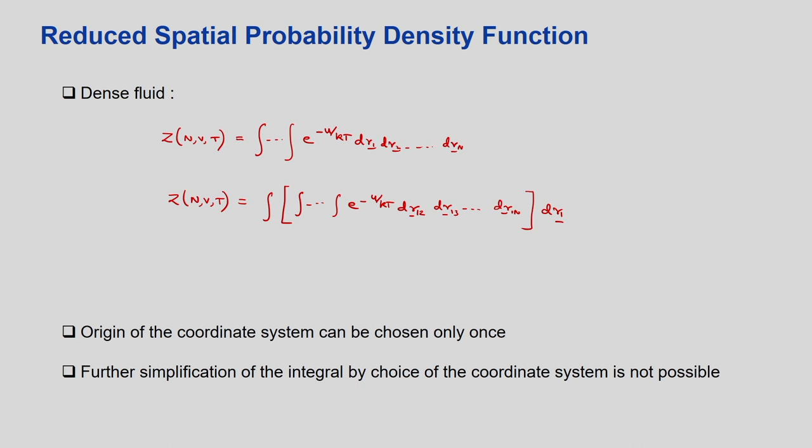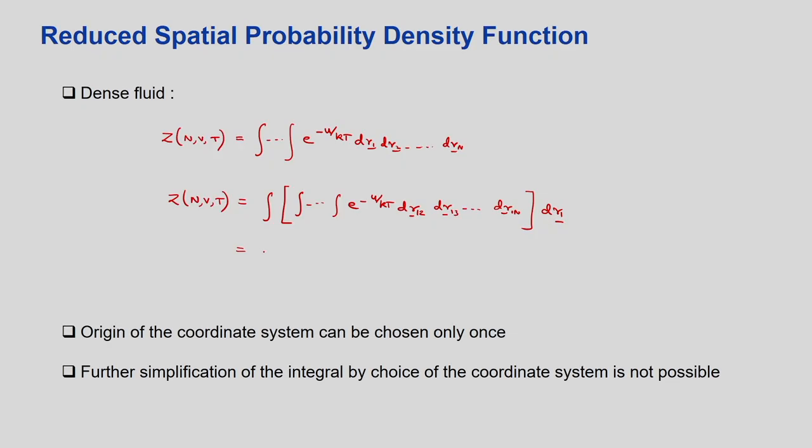This way I can do, but as I told you, it is incorrect because this way, you can do the integral of dr1, which will be the volume, because the integral is over the entire volume. So, dr1 is the elemental volume, you integrate over the entire volume, it is equal to V. So, I can put a V as a prefactor and then multiply the remaining thing: dr12, dr13, like that, dr1n.